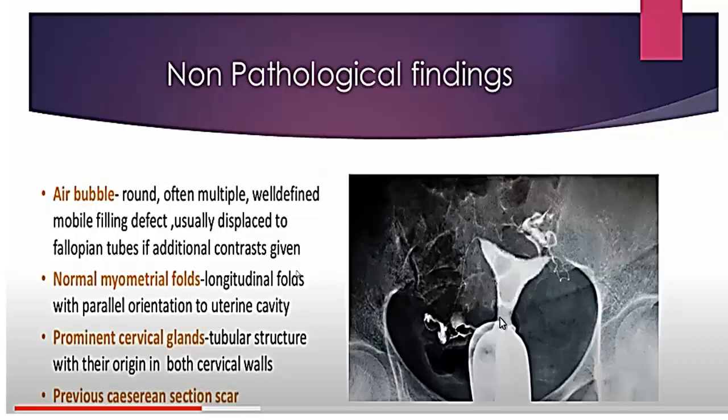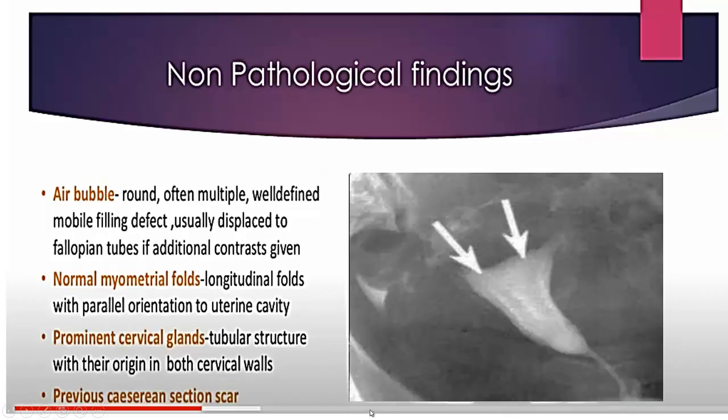But take care, sometimes when the air bubbles go to the fallopian tube, they cause heterogeneity, like a cobblestone appearance of the mucosa of the fallopian tube, and this is not good. This is just air. Normal myometrial folds are longitudinal folds, and they occur more when the uterine cavity is not adequately filled. You will find longitudinal folds parallel to the uterine cavity, and they occur more if the endometrium is rather thick, if it is done in the late proliferative phase.